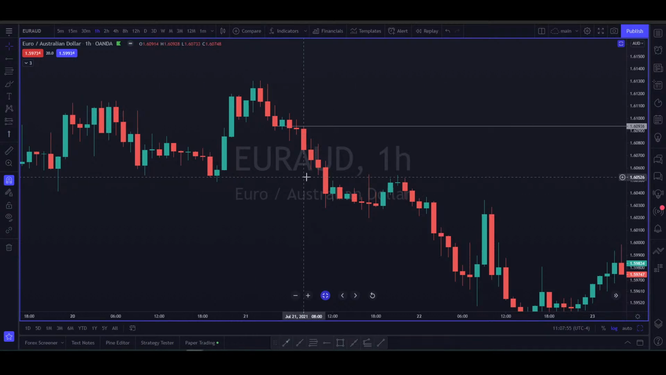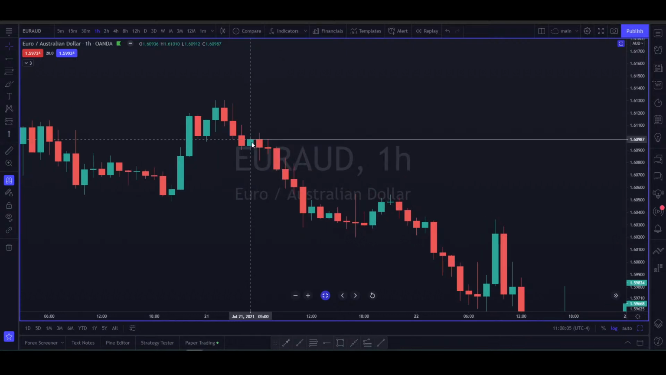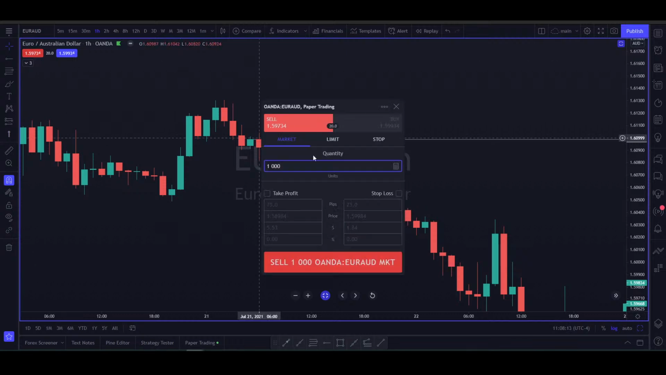So on this hourly candle right here, your entry would have been the open or the close of this bullish candle. You would take your line, get your price right there, one spot, 60987. You would be looking to sell that. There's your limit order. Let's go with a 1%.